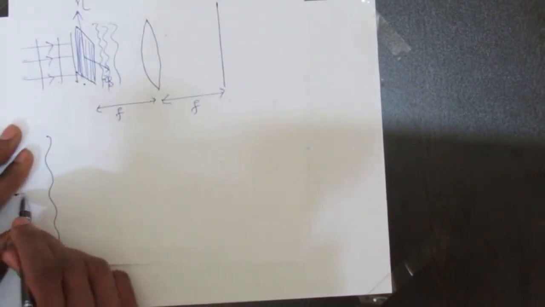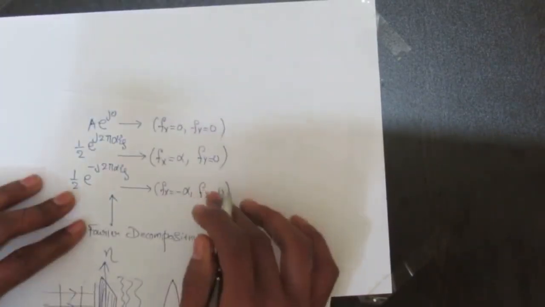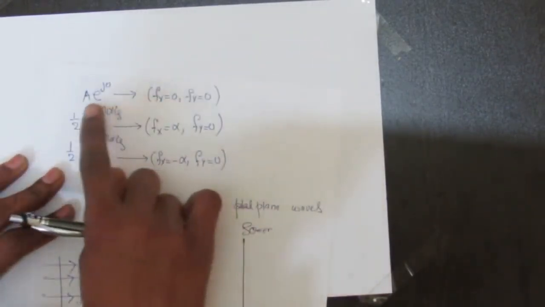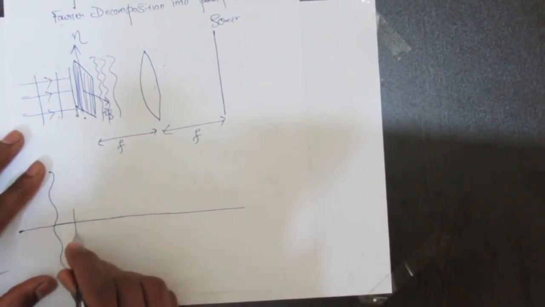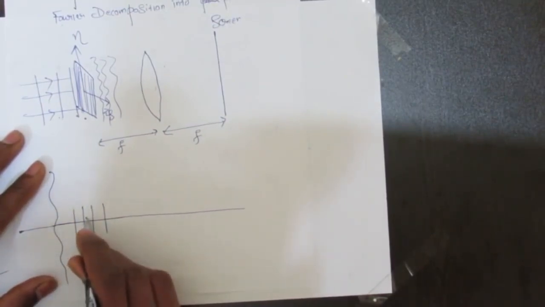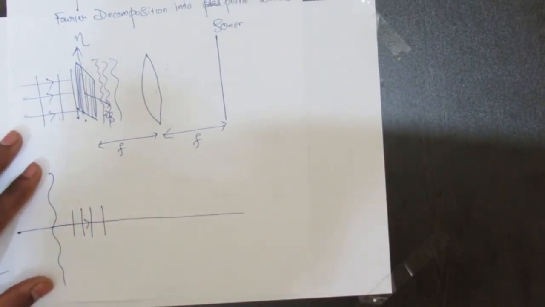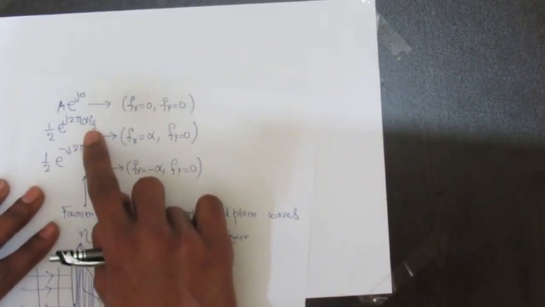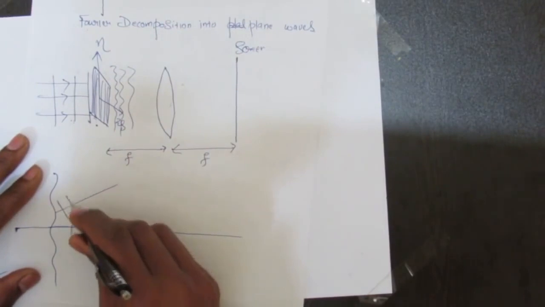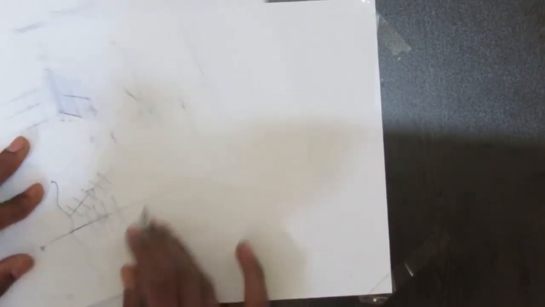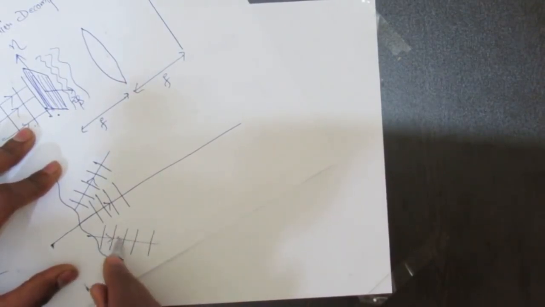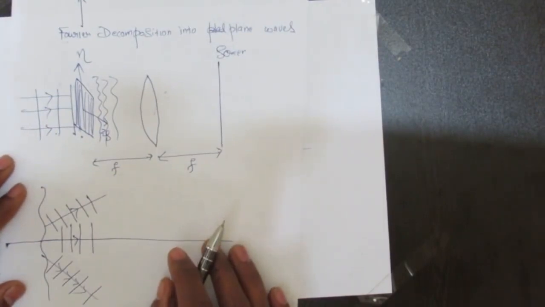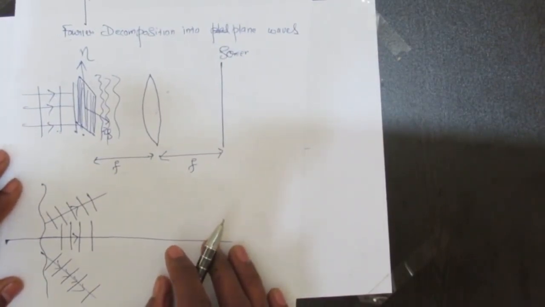Now what you do is, if you do the Fourier decomposition, which I have done a few minutes back, I have got three plane waves. The first plane wave was an on-axis plane wave. That means this can be written as a sum of three plane waves. The first plane wave is an on-axis plane wave, which is propagating in this direction. The second plane wave will be an off-axis plane wave, and it will be going in this direction. And the third plane wave will be going in this direction. So you have got three plane waves.